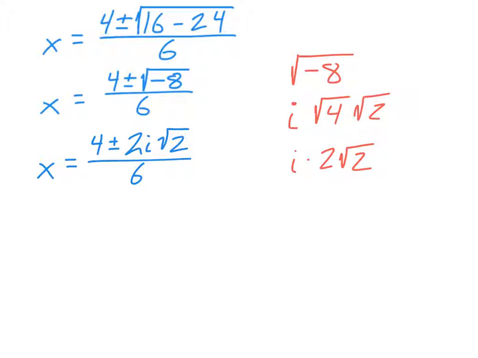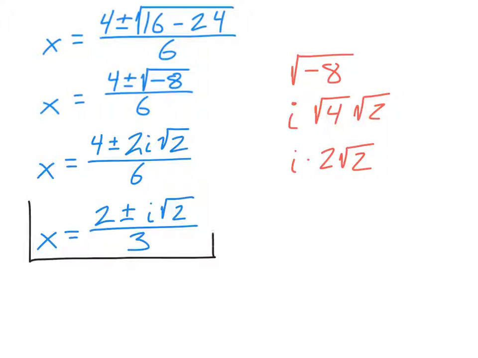All right, and then from there, we look at our fraction, and we look to see how can I reduce the fraction. And so then, in order to reduce that fraction, notice we can divide them all by 2, and so we do so. So, 4 divided by 2 gives me 2, plus or minus stays a plus or minus. 2i root 2 divided by 2 just leaves the i root 2. And then the 6 divided by 2 gives me the 3. This is then our final answer, because there's no more simplifying we can do.